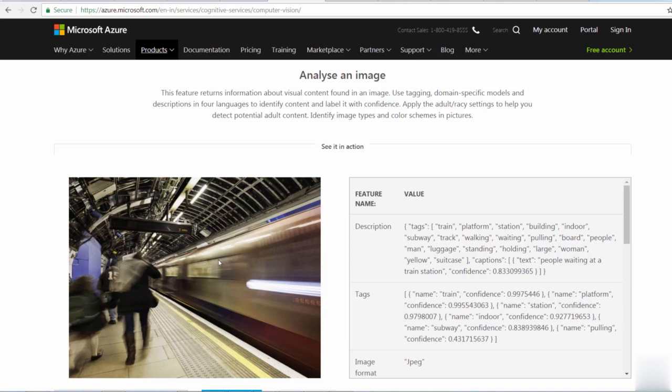For example, this image here, the description is train, platform, station, building, and so many more. And then the tags, it gives you the confidence of train, confidence 0.99, that's very good. Platform, confidence 0.9955. All right, let's go try this now.